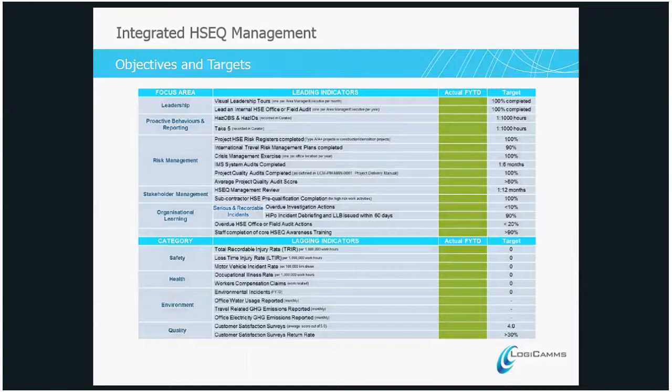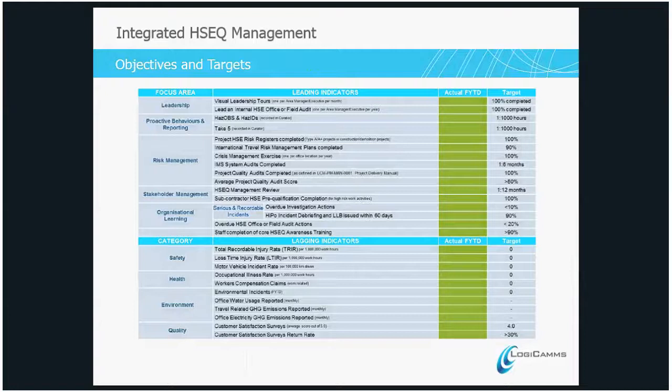There are a number of methods used to determine the effectiveness of an integrated HSEQ management system, and we commonly refer to either leading or lagging indicators. The difference between a leading and a lagging indicator: lagging indicators are typically output-oriented. They're easy to measure but hard to improve or influence, while our leading indicators are typically input-oriented, hard to measure and easy to influence.